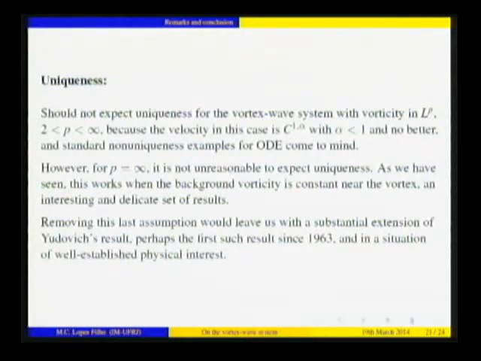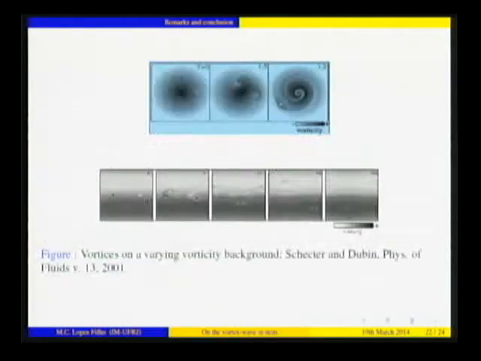Okay, you only really should expect uniqueness once the background vorticity is close to infinity, in L^infinity. And this is what I'm saying. So here you don't expect it, but for p equals infinity, it's really very reasonable to expect it, and we would like to be able to prove that. So this is a very nice open problem.